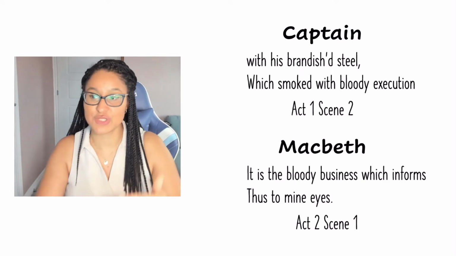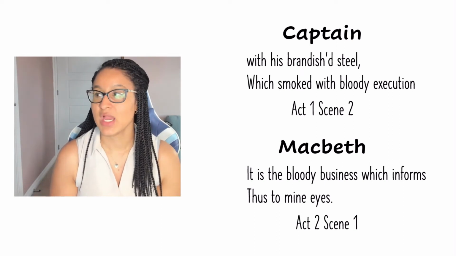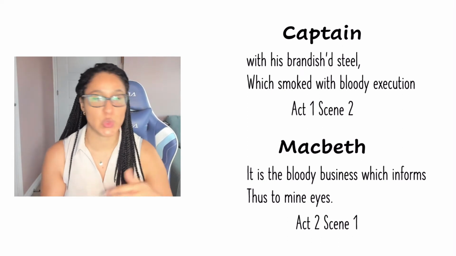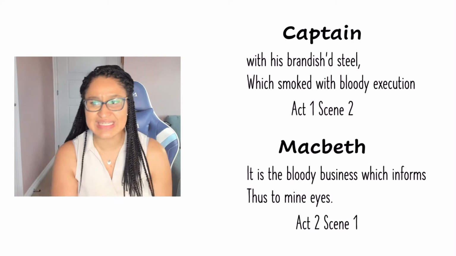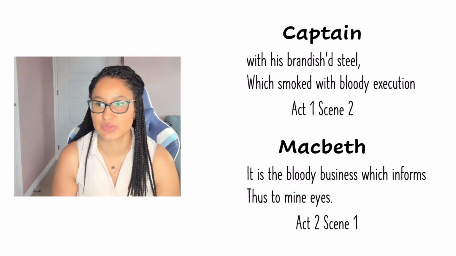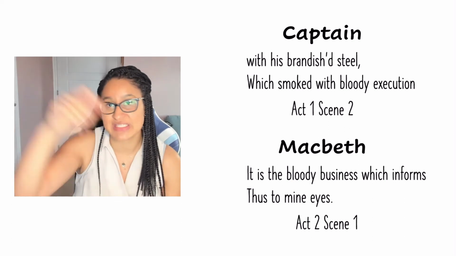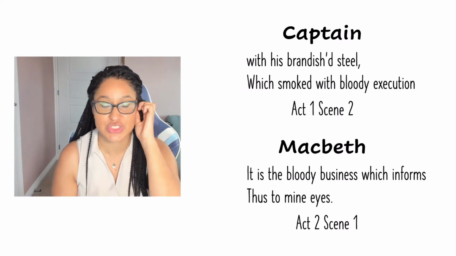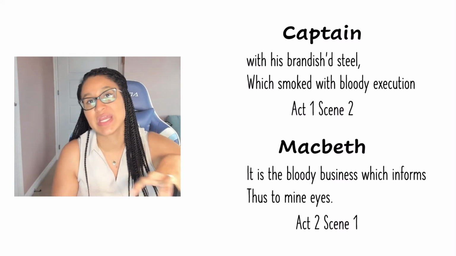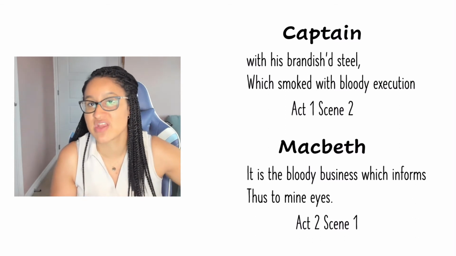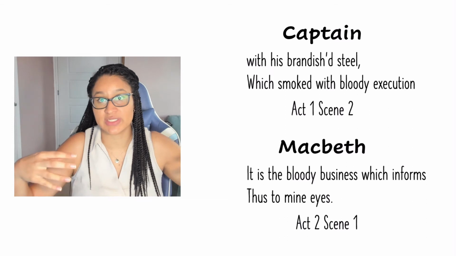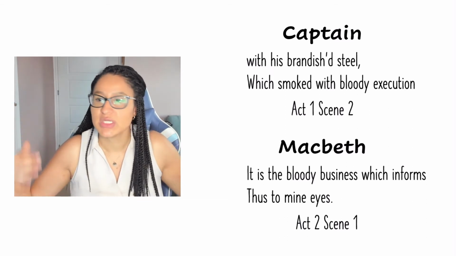So Act 1, Scene 2, that's the very first time we're getting an insight into Macbeth's character from the captain, and he's telling us all about the battle against MacDonald. And he describes how Macbeth enters the battle with brandished steel, which just means he's holding his sword out, and his sword is smoking with bloody execution. So that's referring to the fact that his sword is so covered in blood because of the number of people that he's killed. And obviously we're in Scotland, so it's bleeding cold.